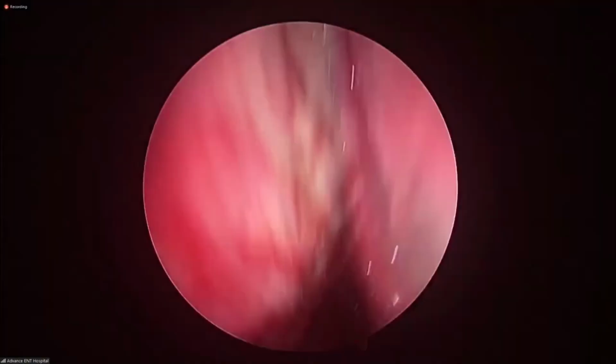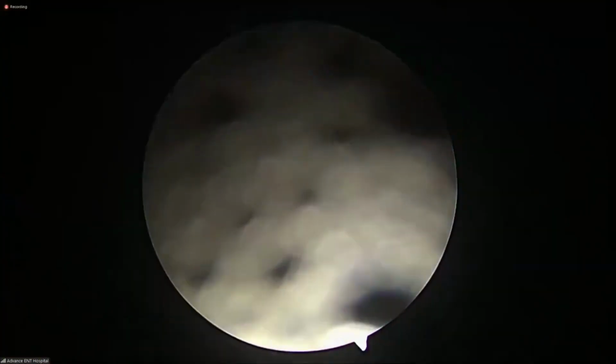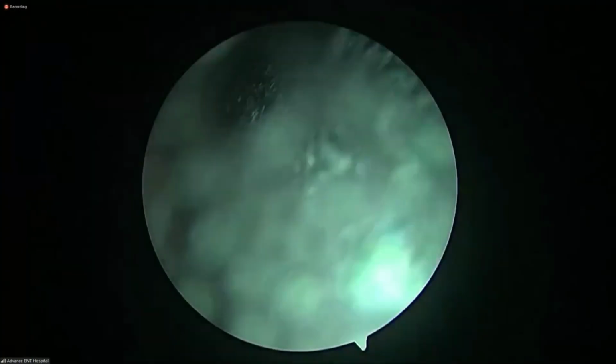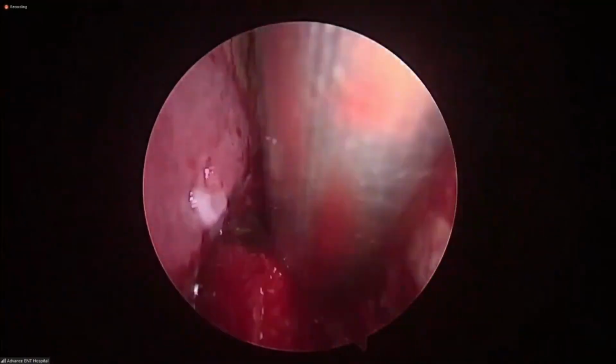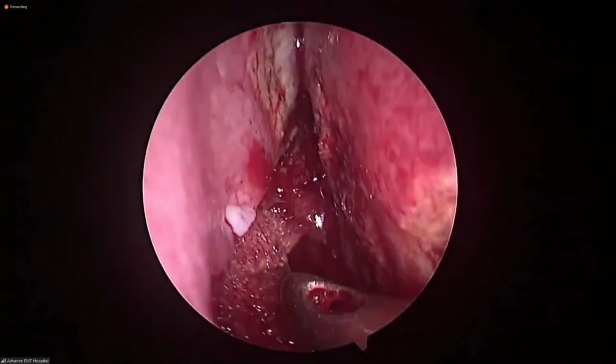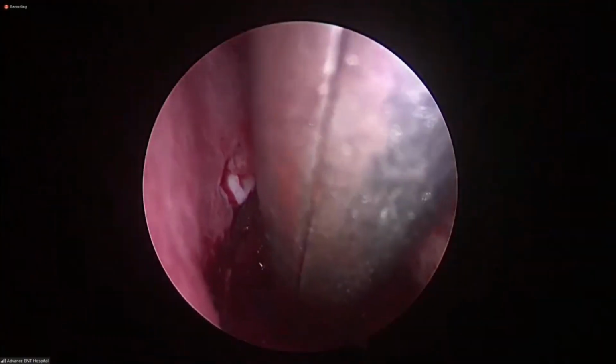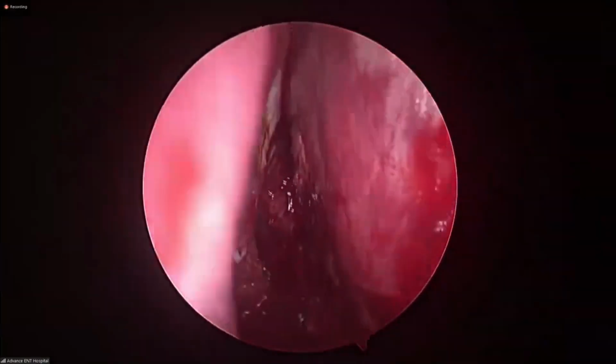Now let me tell you. We'll see the structures anterior to posterior like I had shown on the CT scan, in the same way.